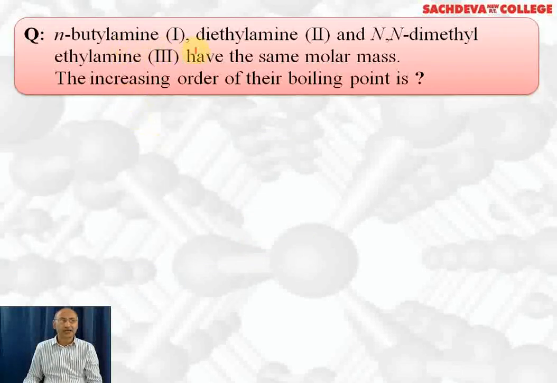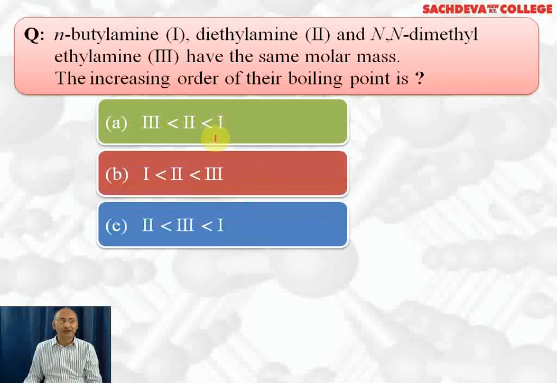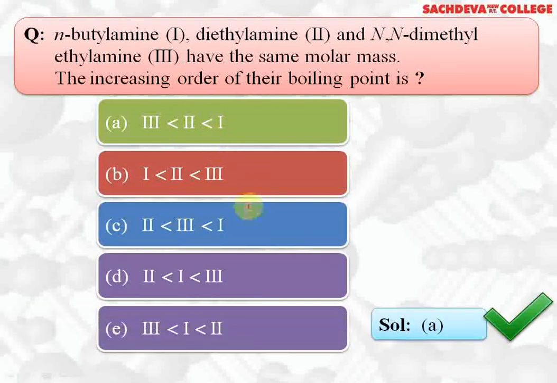Next we have n-butylamine, diethylamine, and N,N-diethylamine. They have the same molar mass; arrange them in increasing order of boiling point. Third is less than second is less than first. Third is a tertiary amine, which will have the lowest boiling point. Second is a secondary amine, which will have a lower boiling point than primary amine. The reason is primary amines can form hydrogen bonds to the maximum extent, secondary amines to a lesser extent, and tertiary amines do not form hydrogen bonds. That is why the tertiary amine has the lowest boiling point and the primary amine has the highest. So the correct answer is A part.